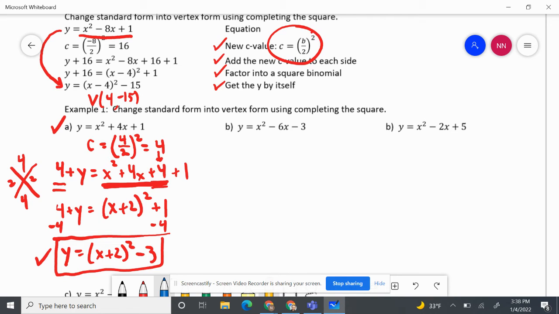Once again, our first step is using our formula in order to find a new c value. So we take our b value, which in this case is negative 6, and we divide it by 2. It's always 2, and we square it. Negative 6 divided by 2 is negative 3, squared is 9. So we're going to take the 9 and add it on both sides of the equation.